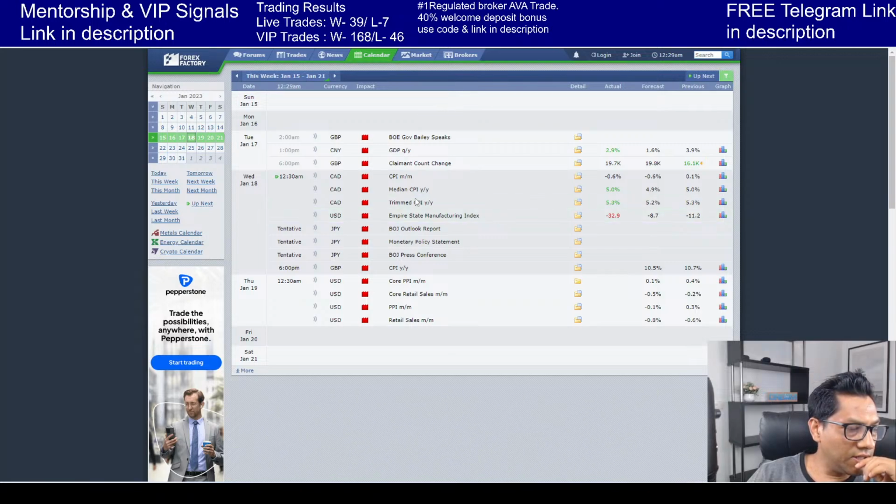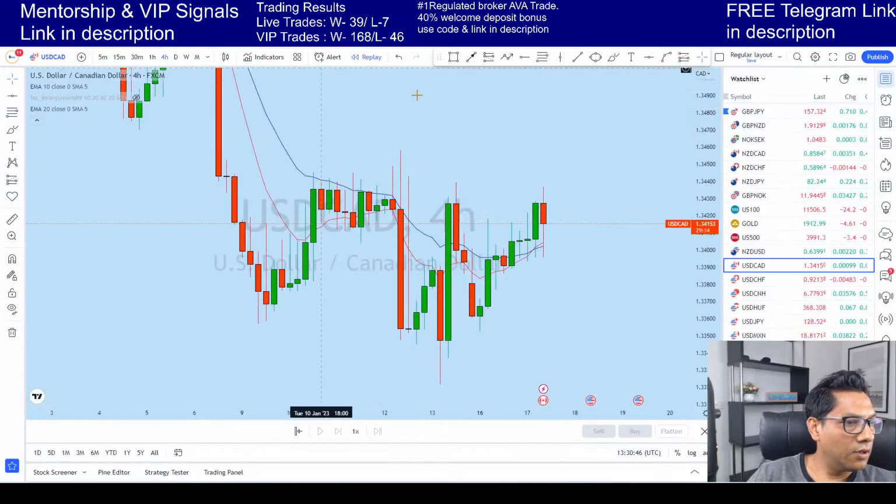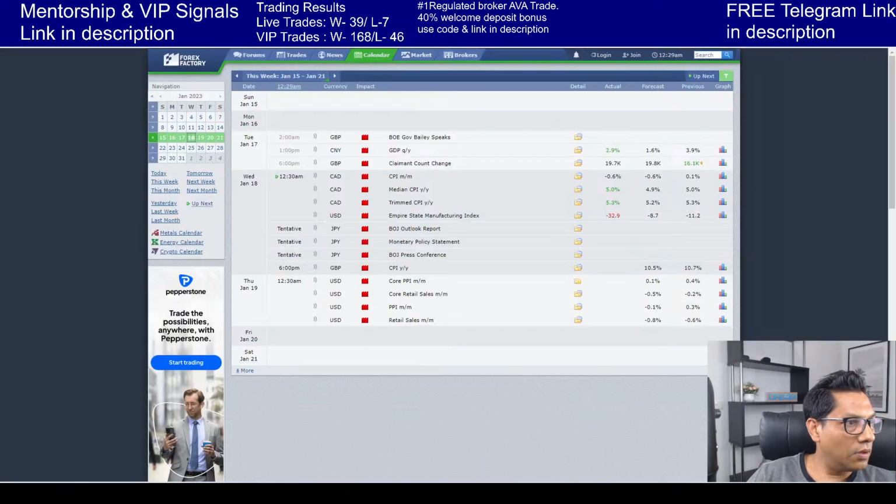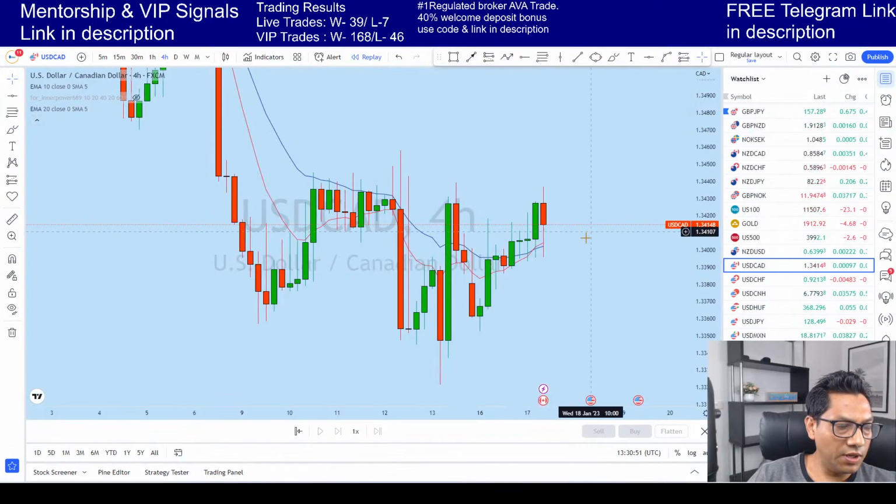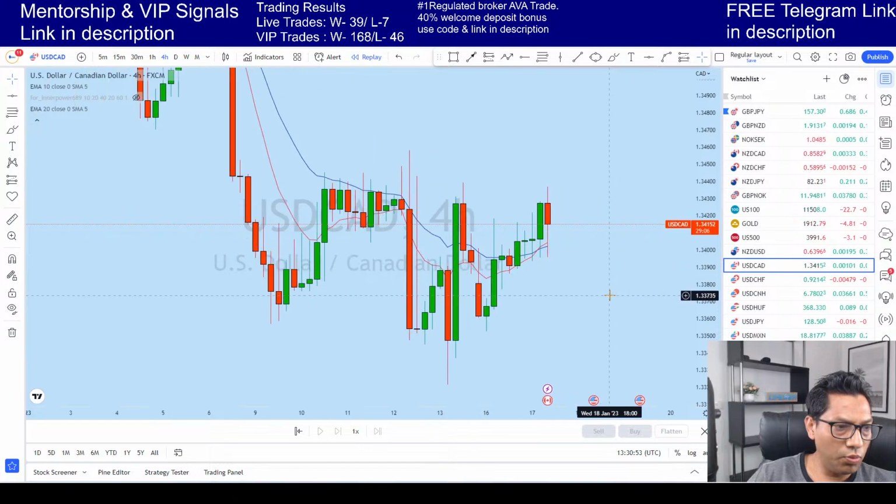Okay, so what we see is that CAD is comparatively positive, the stronger CAD, and a very weaker USD. So they're basically positive for CAD, negative for dollar. So let's see how it is happening, and that is why we see some bearish move on dollar CAD.